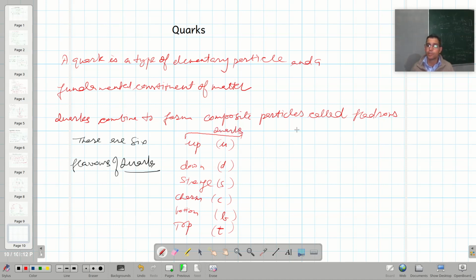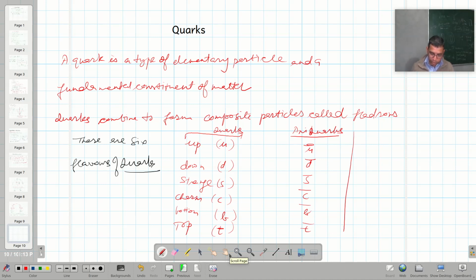And let me talk about anti-quarks. These are the antiparticles of quarks. They are represented by U bar, D bar, S bar, C bar, B bar, and T bar. So these are the anti-quarks, right?